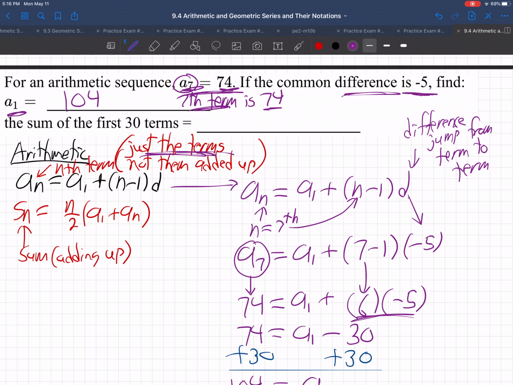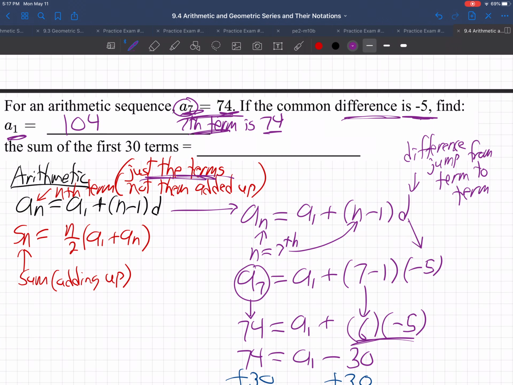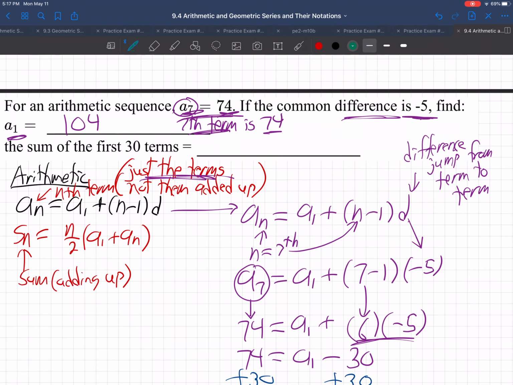a1 is 104. So we got a1. All right, so now what are we going to do? We've got a1, 104. That means that's the first term in this sequence. So now we're on to part 2. In the second part, we're trying to find the sum of the first 30 terms.